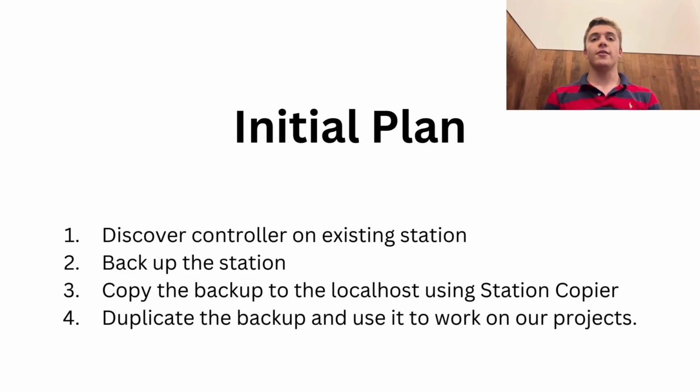So here's our plan. First, we connect the controller to an existing station. Then we back up the station, and we copy the backup to the local host. And last but not least, we duplicate the backup of the station to use it to work on our projects. The reason we decided to go this route instead of just creating a new station and starting from scratch is that we wouldn't have to configure a whole new BACnet network, and we could just use the pre-existing one.